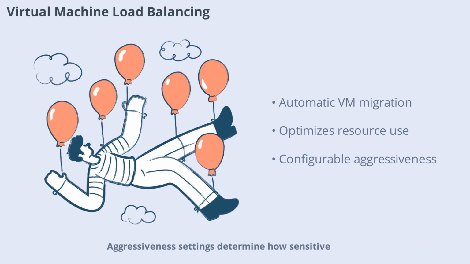Aggressiveness settings determine how sensitive the system is to load imbalances. This feature ensures efficient use of hardware and maintains optimal performance for all VMs.